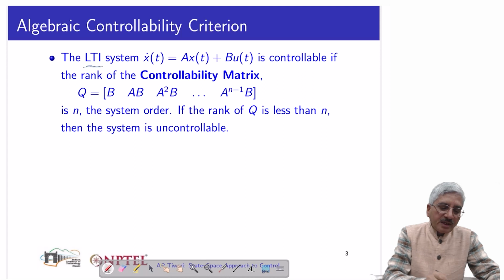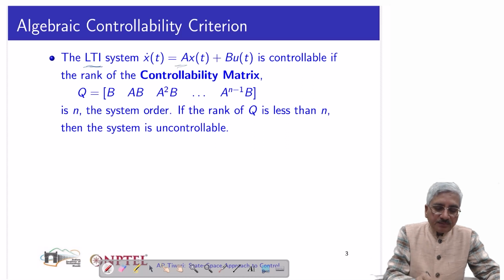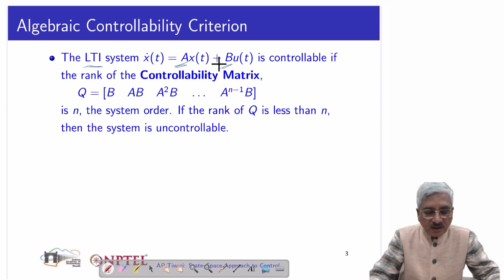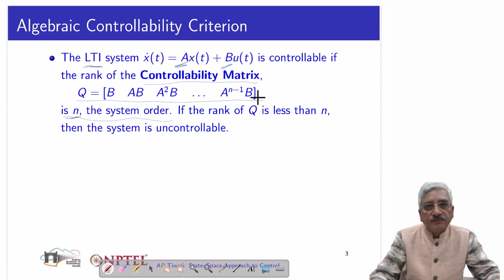It has to be noted that the algebraic controllability criterion is applicable to linear time invariant systems. So this is the system. The matrices A and B are constant matrices. They don't vary with time. x dot is A x(t) plus B u(t). This system is controllable if the rank of the controllability matrix is n, the system order. And the controllability matrix is given by this.